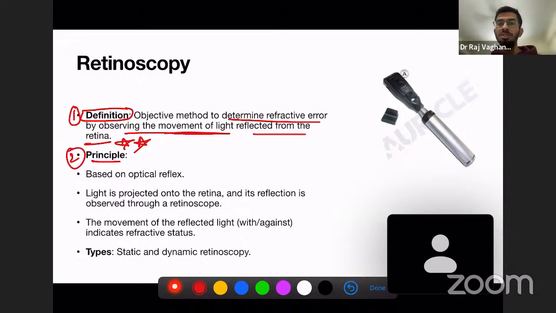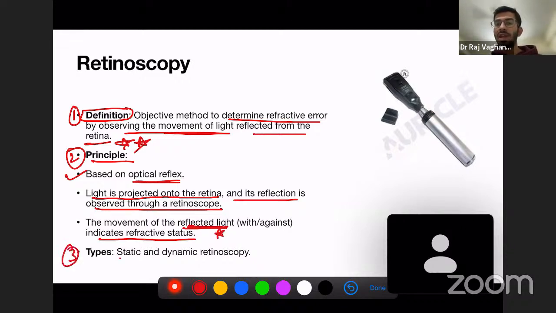Now on what principle does it work? It is based on the optical reflex. Light is projected onto the retina and its reflection is observed through the retinoscope. The movement of the reflected light indicates refractive status, right? Types include static and dynamic retinoscopy. Now, you should know only a small detail about it, not much detail. So definition, principle in 2 to 3 lines, and the types, static and dynamic retinoscopy, is more than sufficient.